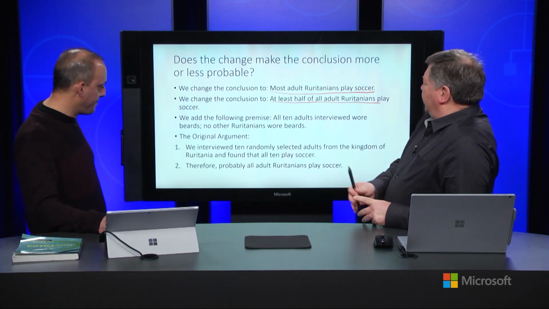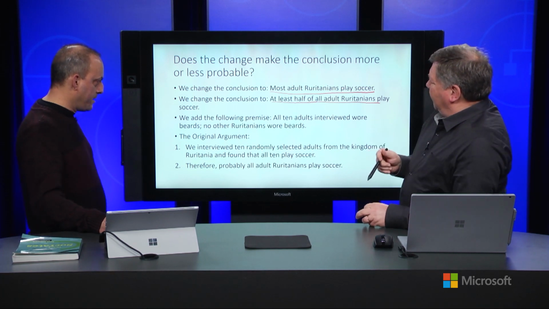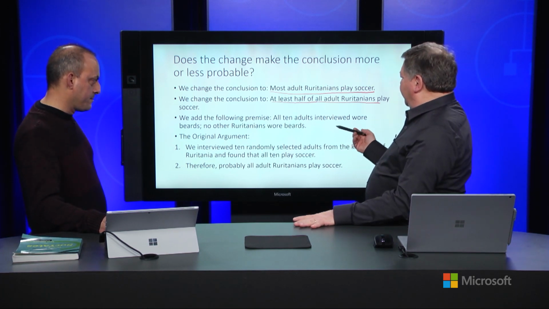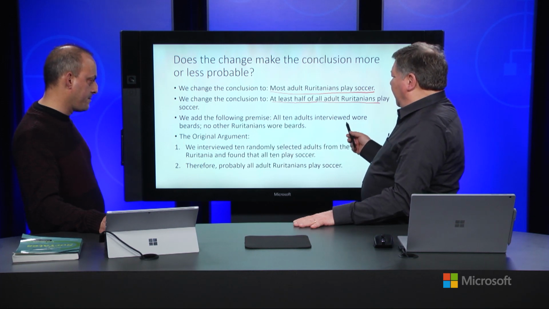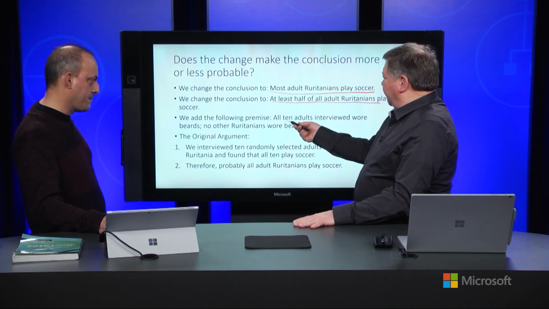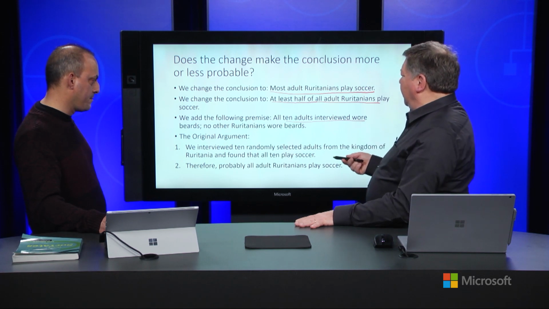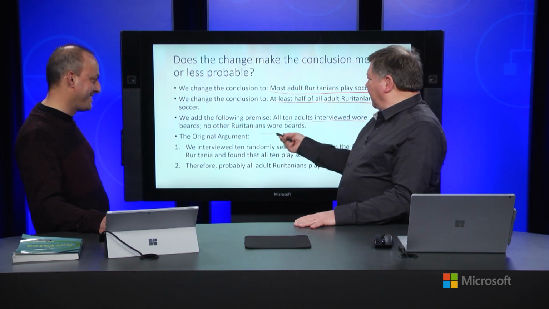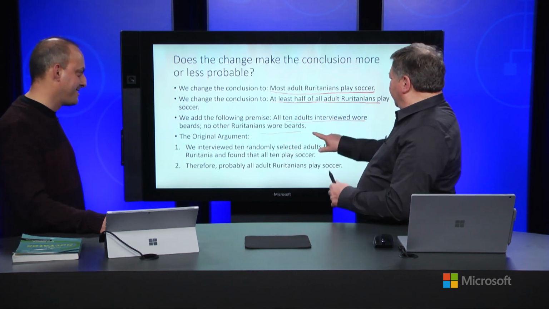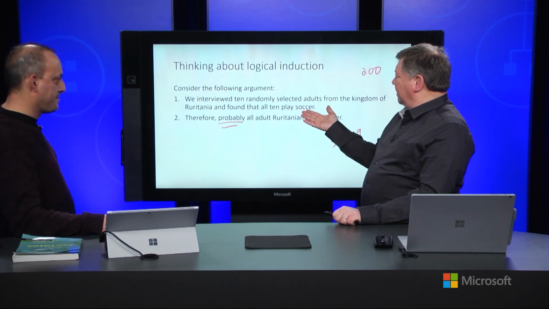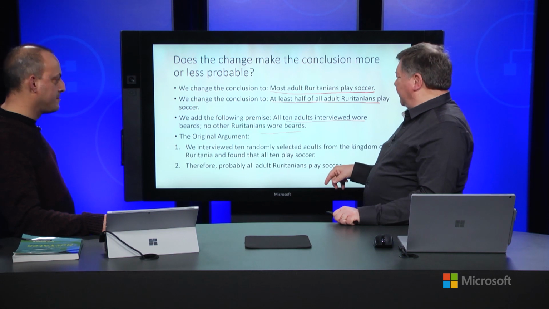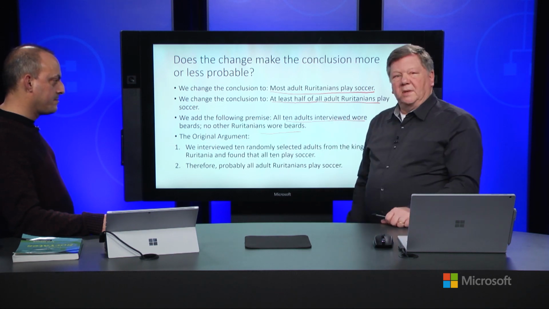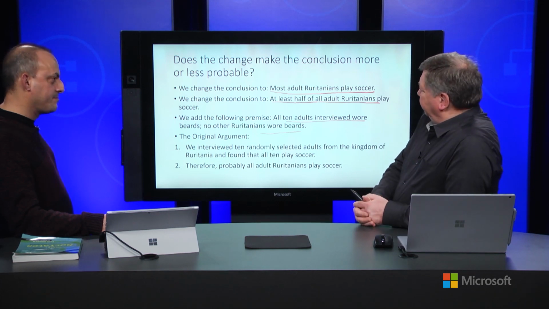Now, what are you doing here? Well, now we have the reverse orientation. We're going to add a premise to the argument. The 10 adults, they wore beards. No other Ruritanians wore beards. So the 10 adults that we interviewed, we're going to add that they all wore beards, whereas no one else wore beards. Does that make the argument stronger or weaker?